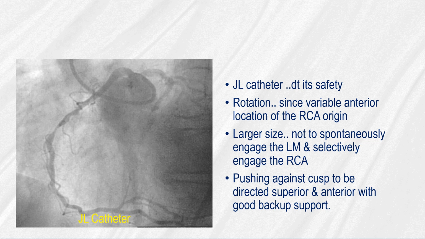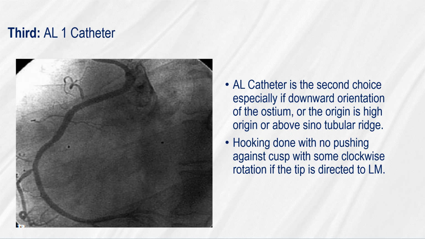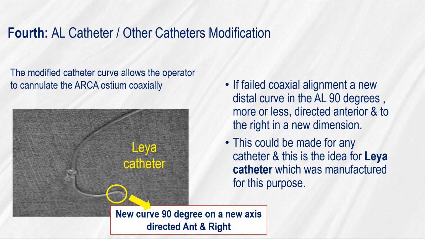with good backup support. Amplatz left catheter is the second choice, especially if there is a downward orientation of the ostium or the origin is high, above the sinotubular ridge. Hooking is done with no pushing against the cusp, with some clockwise rotation if the tip is directed to the left main. If coaxial alignment fails, make a new distal curve in the Amplatz left catheter, 90 degrees more or less, directed anterior and to the right in a new dimension.